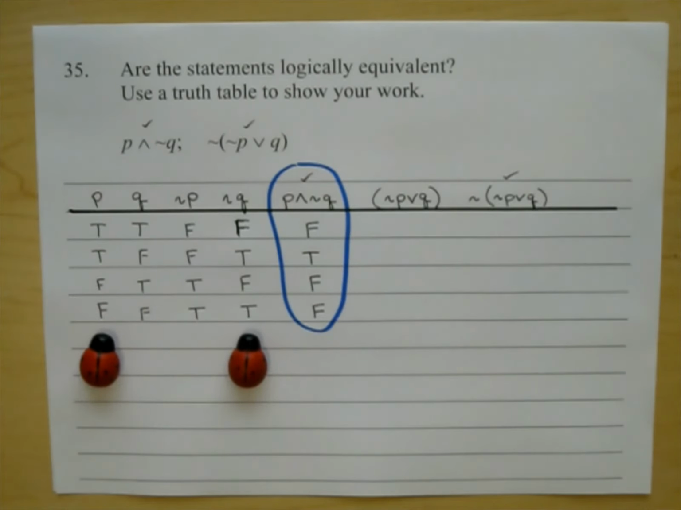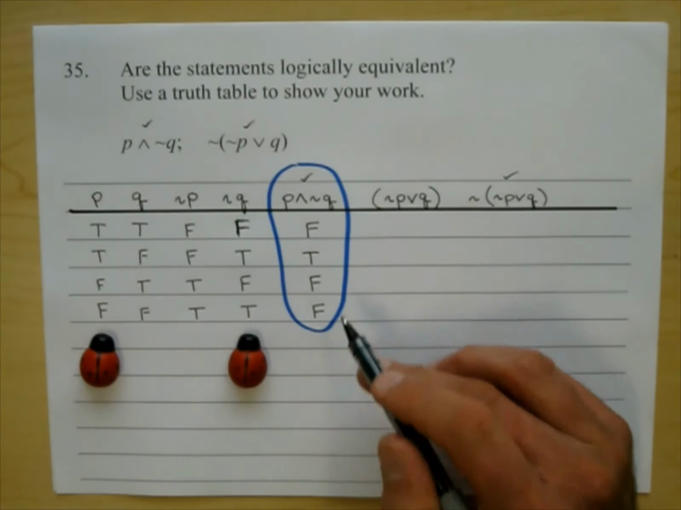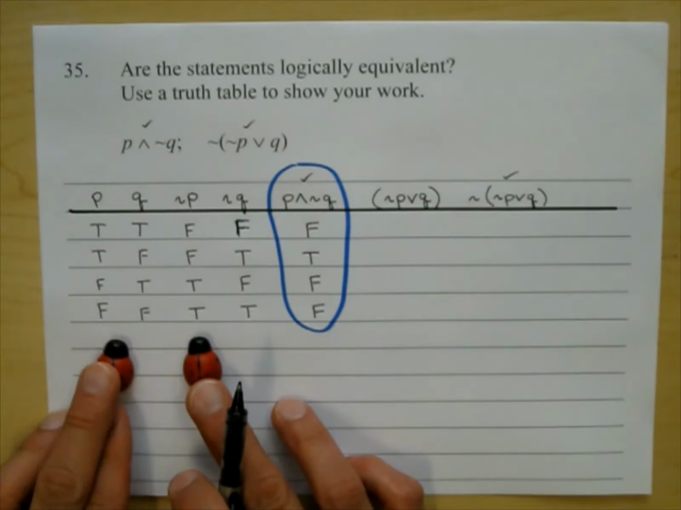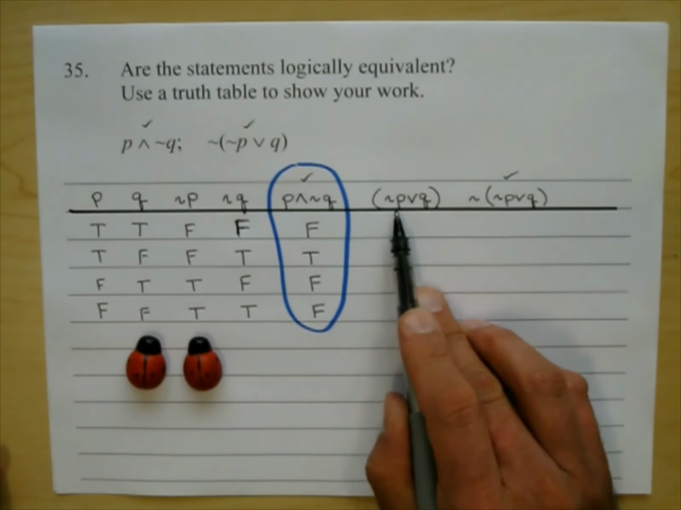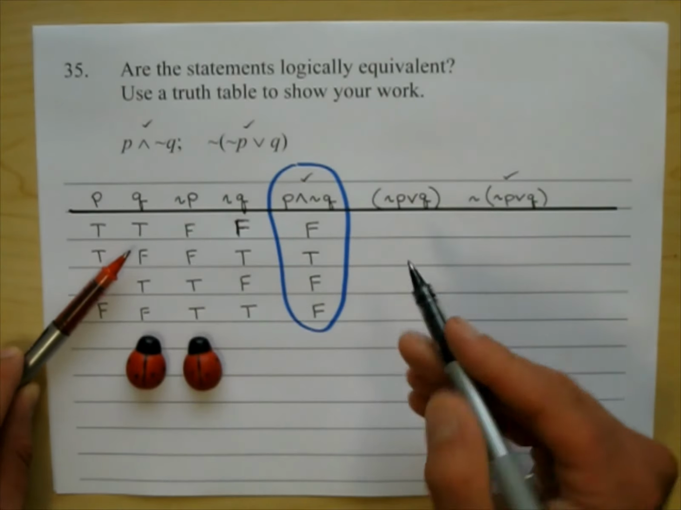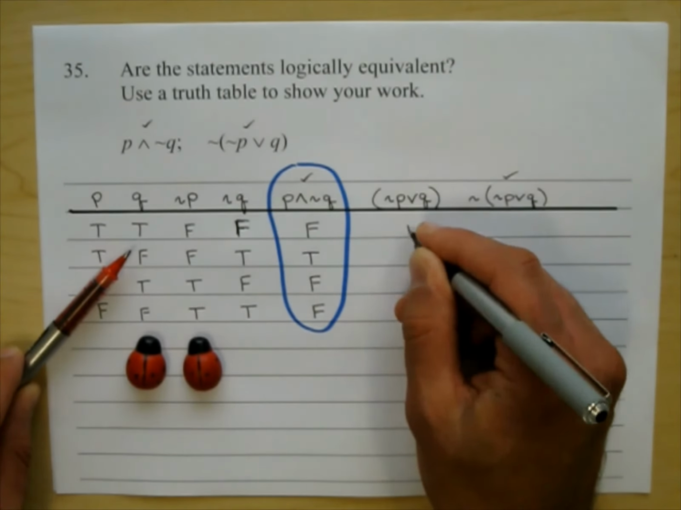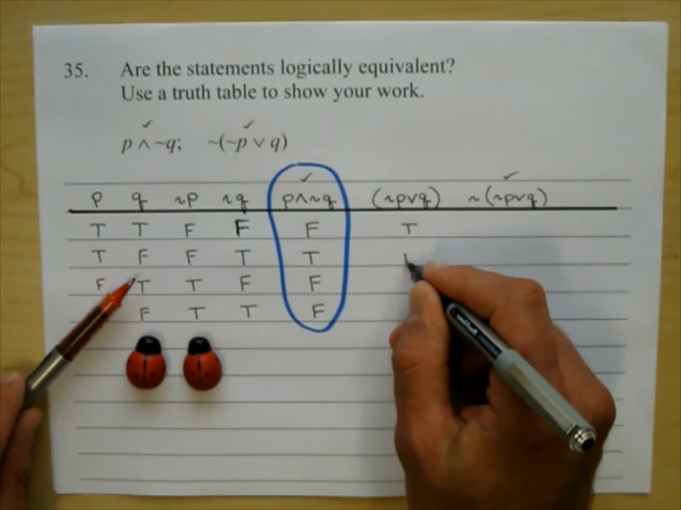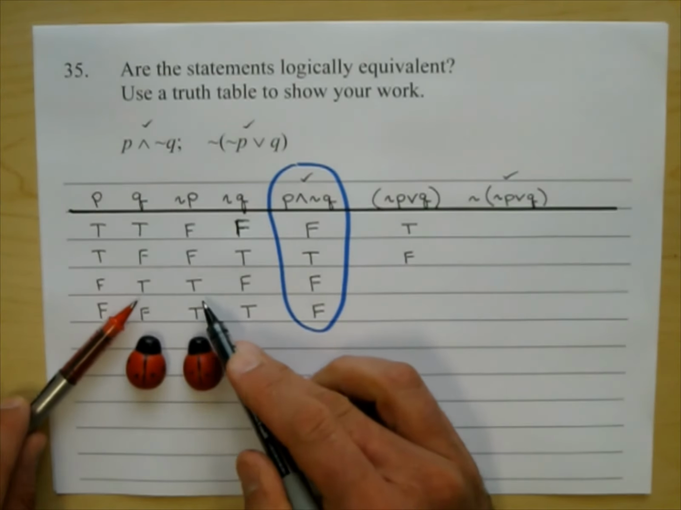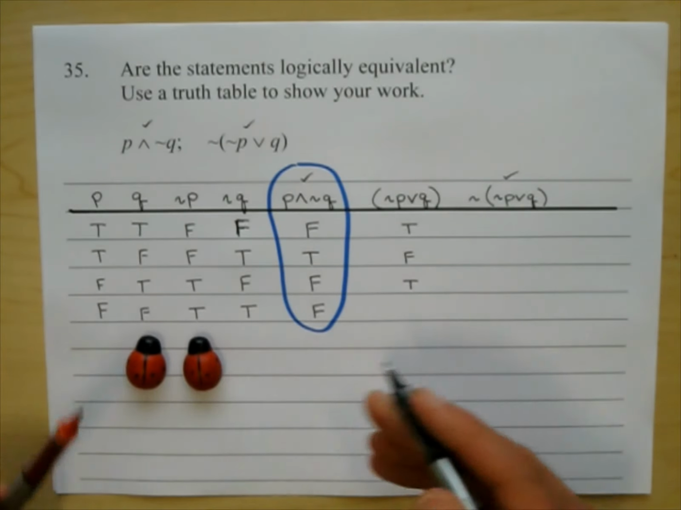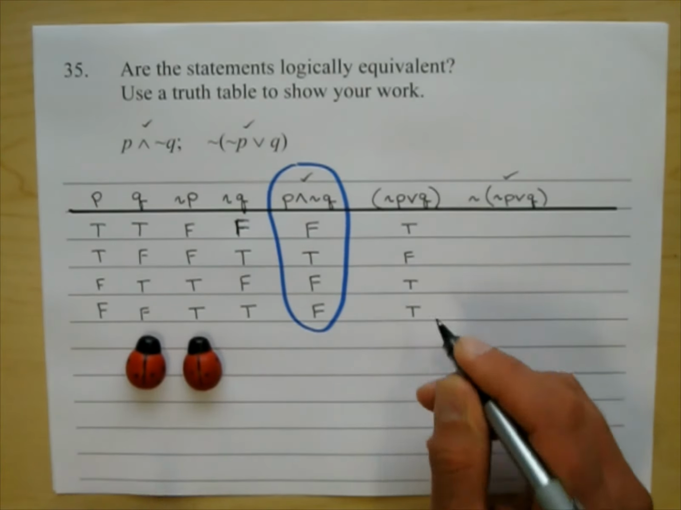And we're going to see if the other column will end up just like that. So now I'm going to go not P or Q. Not P or Q. False or true is true. Or is not as strict. False or false? False. True or true? True. True or false? True.